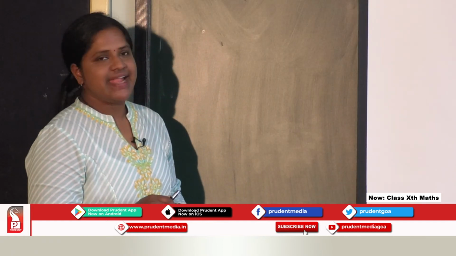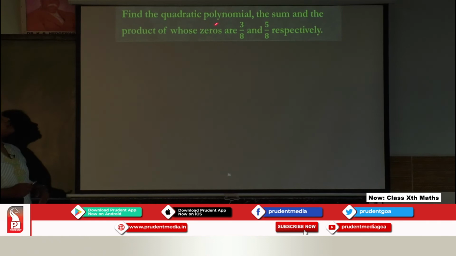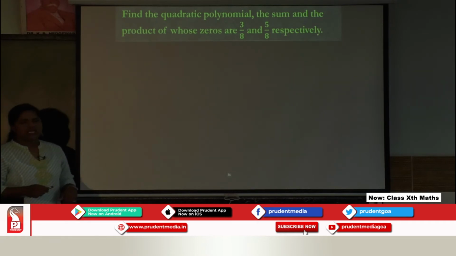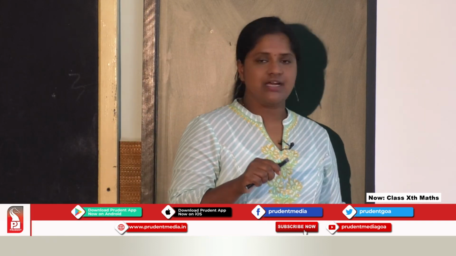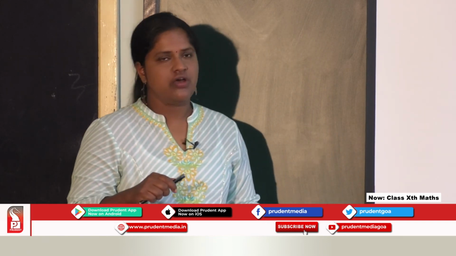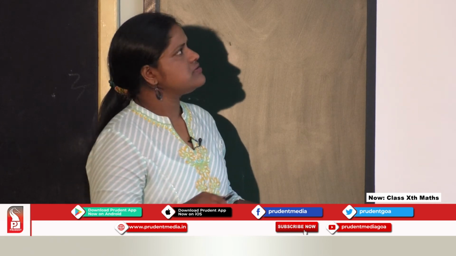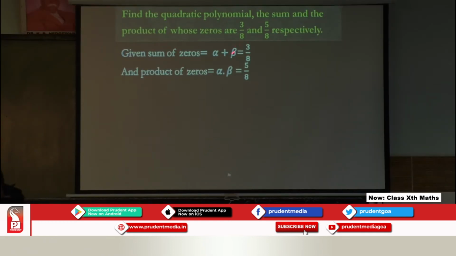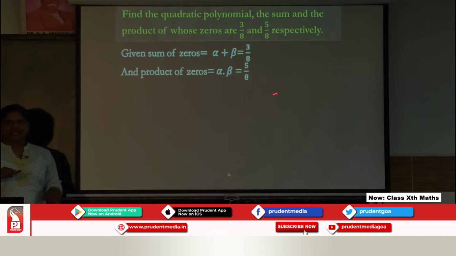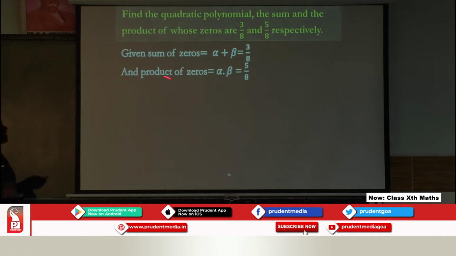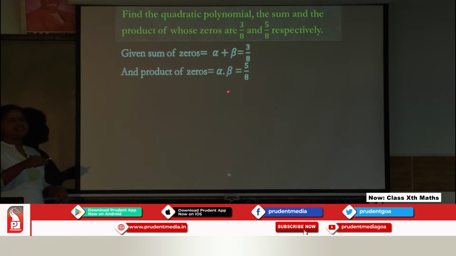So let's have a look at another type of problem. Find the quadratic polynomial, the sum and the product of whose zeros are 3 upon 8 and 5 upon 8 respectively. Now in this case sum and product are given, but now they are given in the form of fractions or in the form of real numbers. So it's given here sum of zeros, alpha plus beta, as 3 upon 8. It is already given, alpha plus beta is 3 upon 8, and product of zeros, that is alpha multiplied by beta, is given as 5 upon 8.